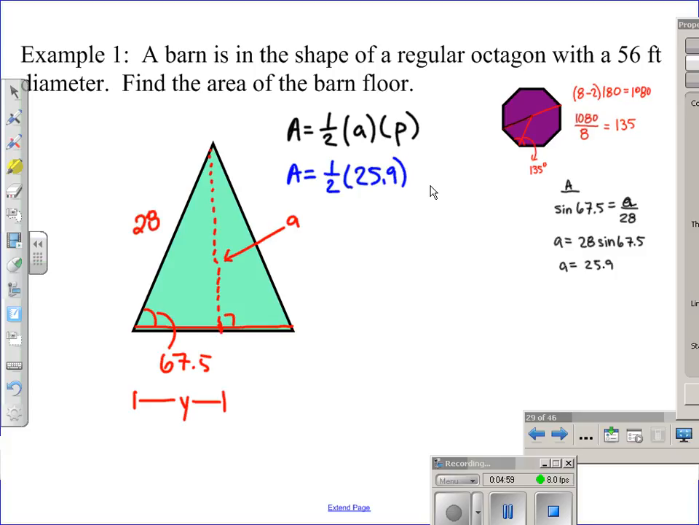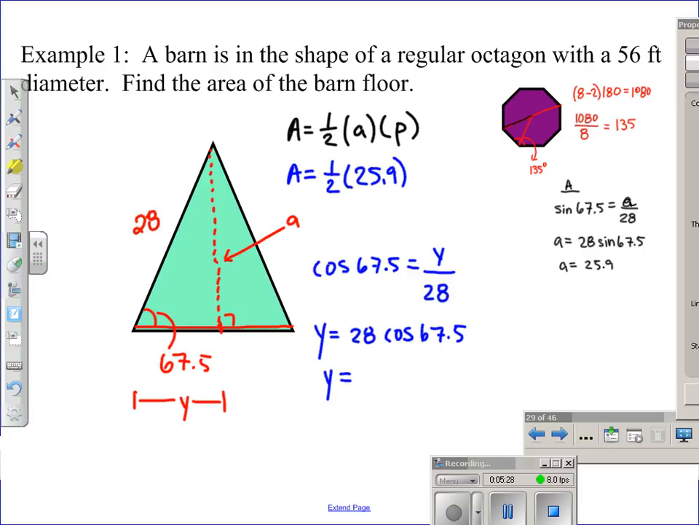So we're looking for the adjacent side this time. We have a 67.5 degree angle. Y is our adjacent side. We've got our 28, which is our hypotenuse. So that means that we can say that the cosine of that 67.5 degree angle is going to be our adjacent over our hypotenuse, which is 28, which means that y is going to be 28 times the cosine of that 67.5 degree angle.